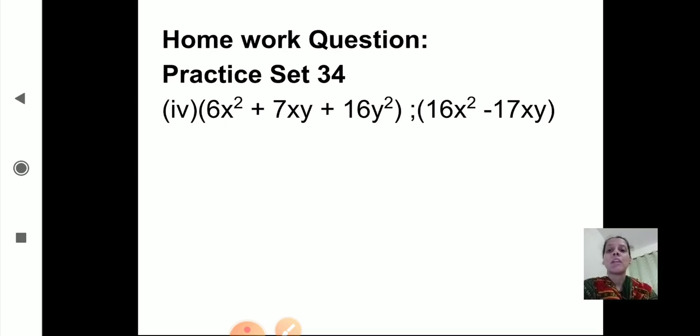Okay, so here we have completed practice set 34, subtraction of algebraic expressions. So till now in this lesson we have completed addition of algebraic expressions and subtraction of algebraic expressions. I hope you are clear with this.